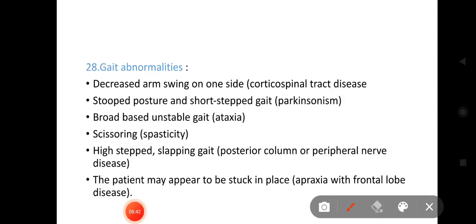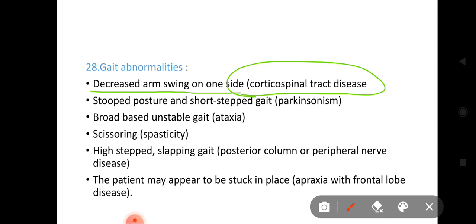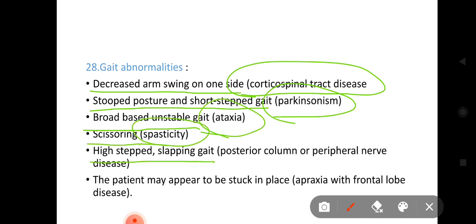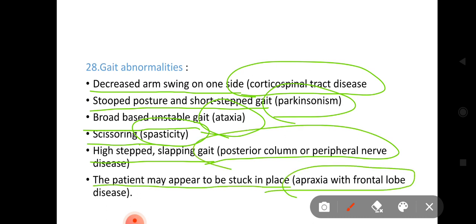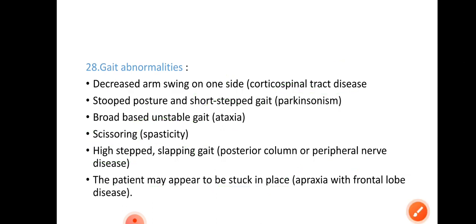Now gait abnormalities. If decreased arm swing on one side is seen, corticospinal tract disease is suspected. Stooped posture and short-stepped gait, Parkinson's. Broad-based unstable gait, ataxia. Scissoring, spasticity. High-stepped or slapping gait, posterior column or peripheral nerve disease. The patient may appear stuck in place: apraxia with frontal lobe disease. So these are a few important gait abnormalities.